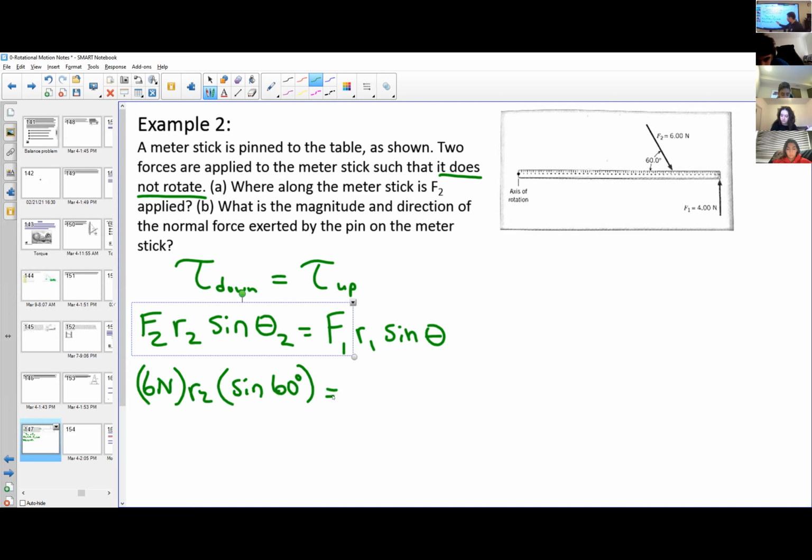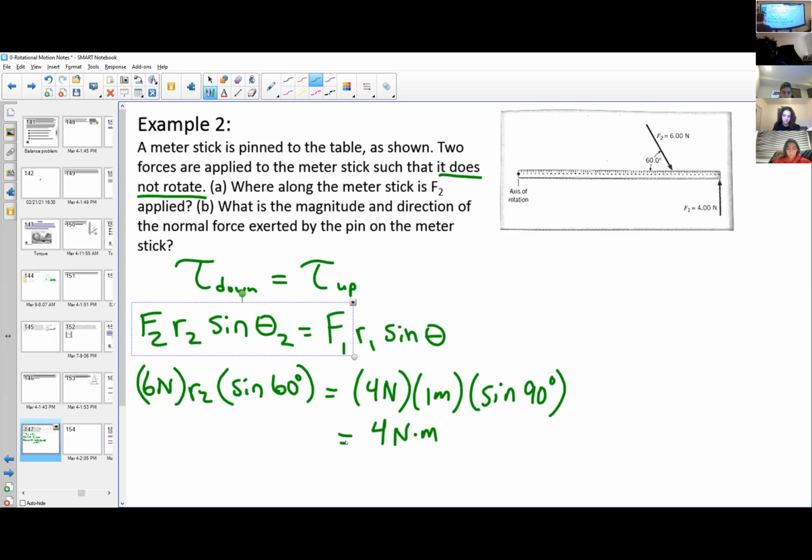And then the other force is 4 newtons. And it's at the end of the meter stick, so it's 1 meter. And it is the sine of 90, which is 1. So over here, that all simplifies, like she said, down to 4 Newton meters.